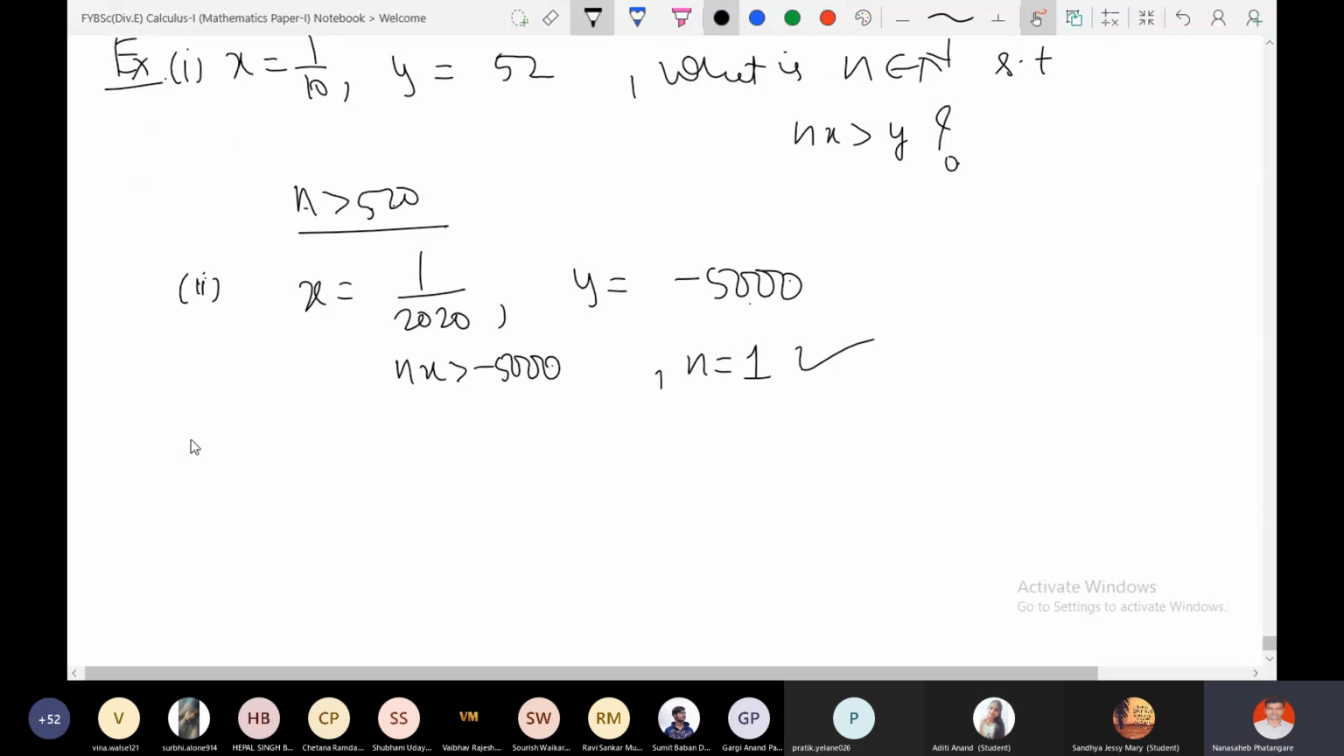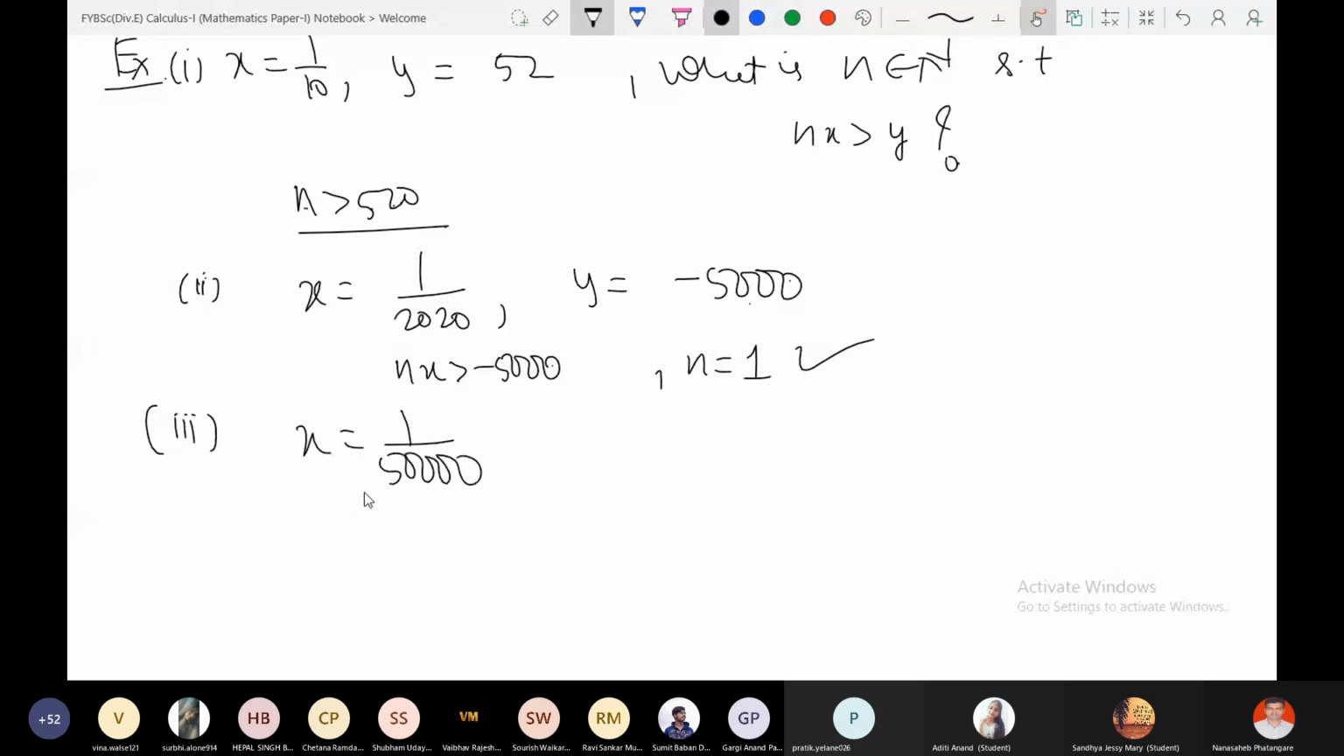Because nx is ultimately positive and minus 5000 is negative. Do you understand this? Without any loss, you can directly see. Suppose x is equal to 1 upon 50,000 and y is equal to 20. Then what is n such that nx is greater than y? What is n? You can find it.